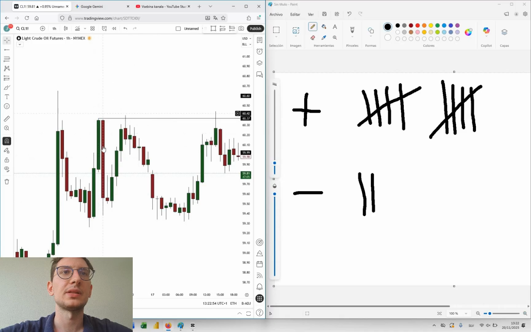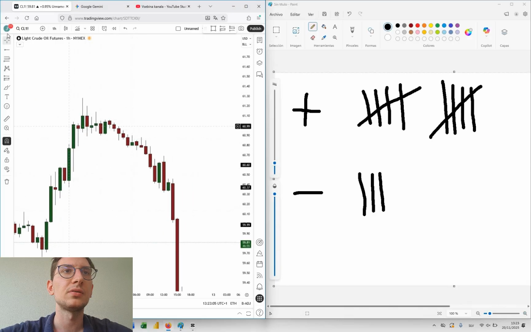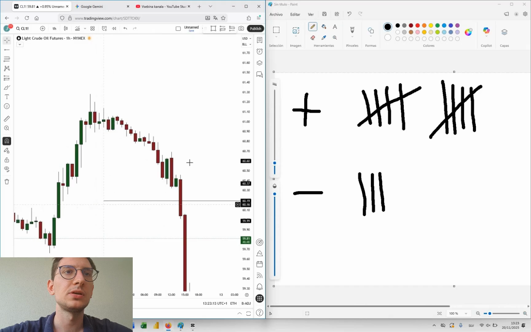Look. Up and down. Okay, we have a high. Price goes up, sweeps, and collapses. Okay, what else do we have? Up and down, up and down. No, nothing. Up and down, nothing.